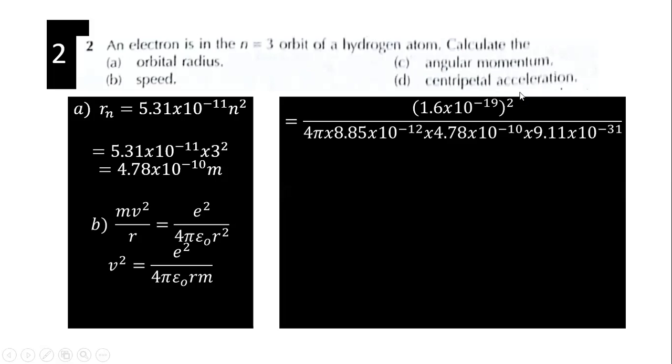Put in your value for e, your r. Your m you get from the value of constants. Epsilon naught is also a value of constants. Calculate it out. Okay, angular momentum. You've got r, you've got v, then you can calculate your angular momentum.